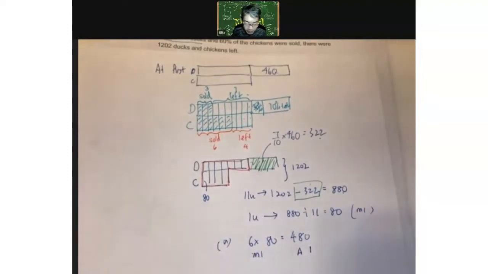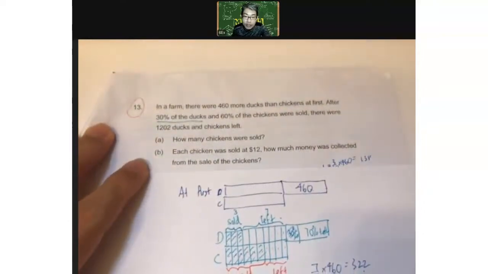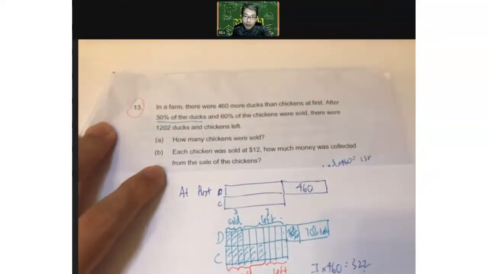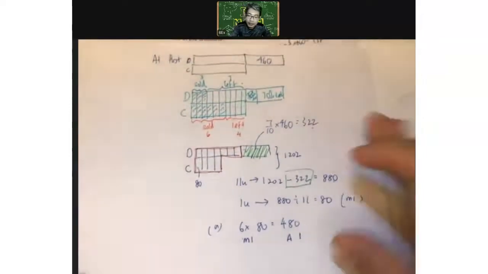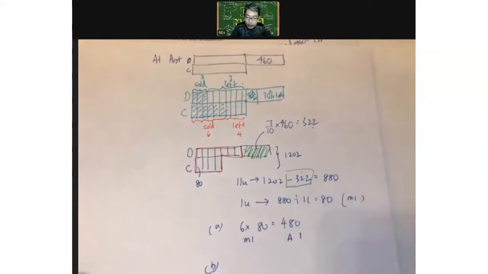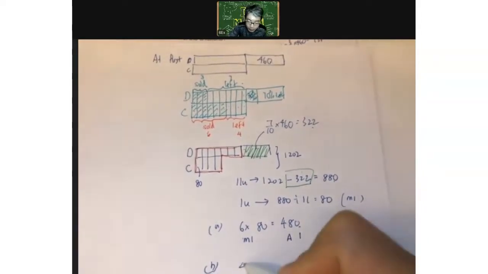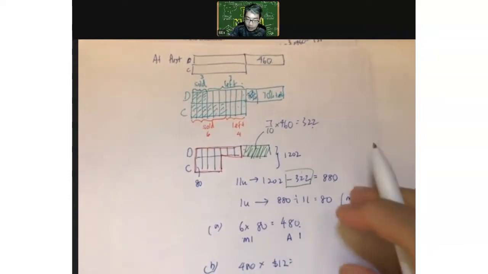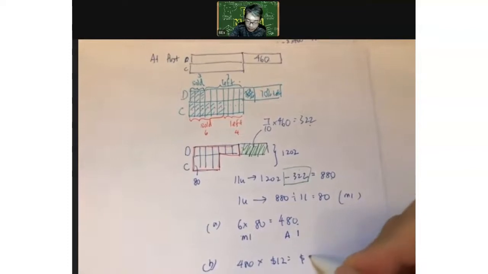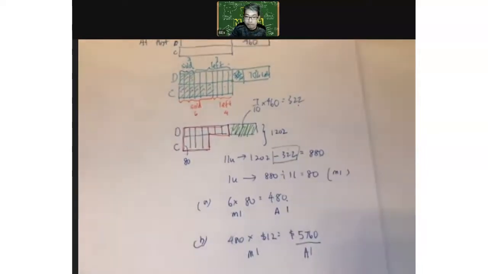Now, second part of the question is this. From the sale, each chicken was sold at $12, how much was collected from the sale of the chickens? The second part was easy. The hard part is the first part. Now part B is, now you know that 480 chickens were sold, and they were sold at $12 each. Just simply multiply these two numbers, you get your answer, 5,760. This is your A1, this is your M1.